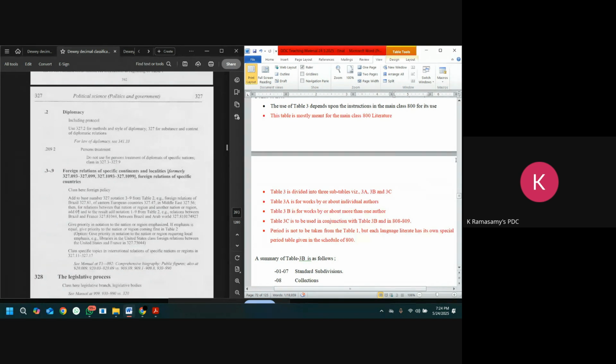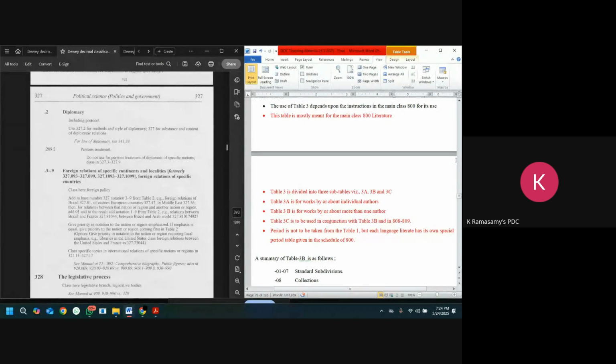Okay. And table 3C has a list of themes which may be discussed in literature. For example, we ask, what is the theme of this particular story? Whether romance is talked about, or women characters, or social elements. What is the theme of this story? What is the theme of this drama? What is the theme of this poetry? All the themes are available in table 3C.